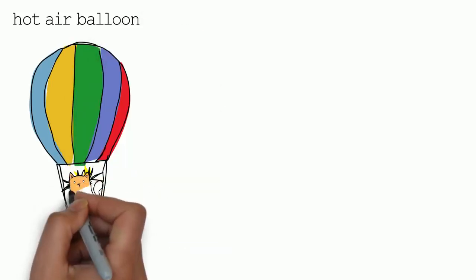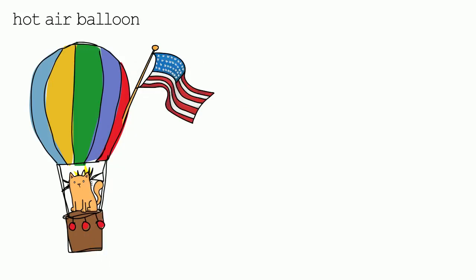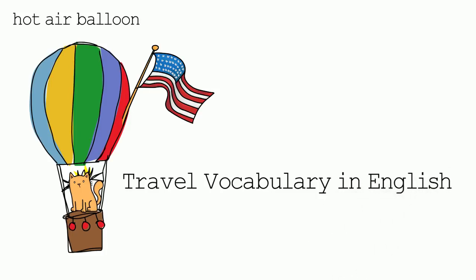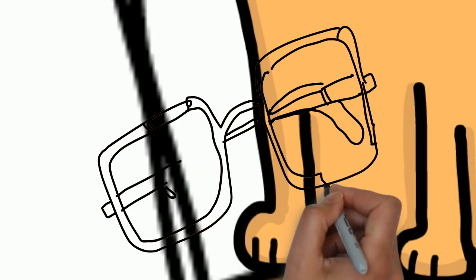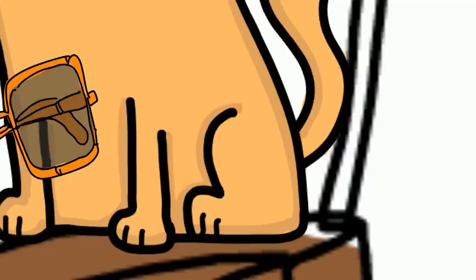Oh look, it's a hot air balloon. And there is Mr. P. And what's he doing? Flying to America. Today we're going to learn about travel vocabulary in English. Oh yes we are. That's gonna be great fun. Don't forget your sunglasses, Mr. P. Let's go to America. Meow.